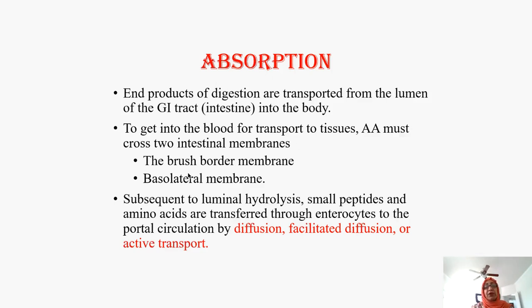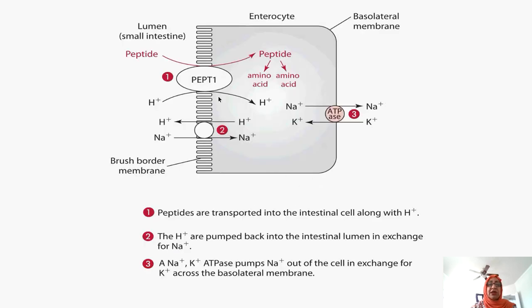So when we absorb our amino acids, they have to cross two borders, or two membranes, in the small intestine. The first one is called the brush border membrane. The other one is called the basolateral membrane. So this is the brush border, and this is the basolateral, and this is the lumen of the intestine, so inside the intestine, and this is the enterocyte, which is the intestinal wall.